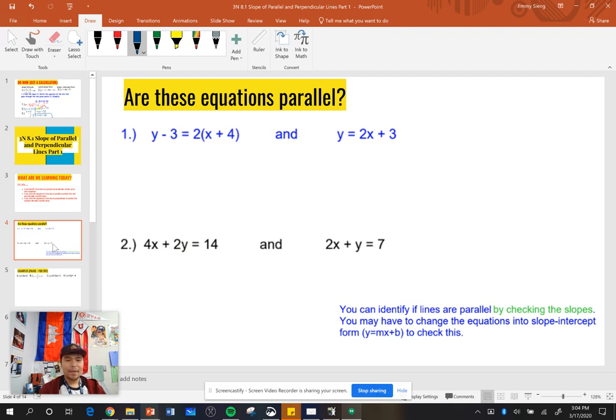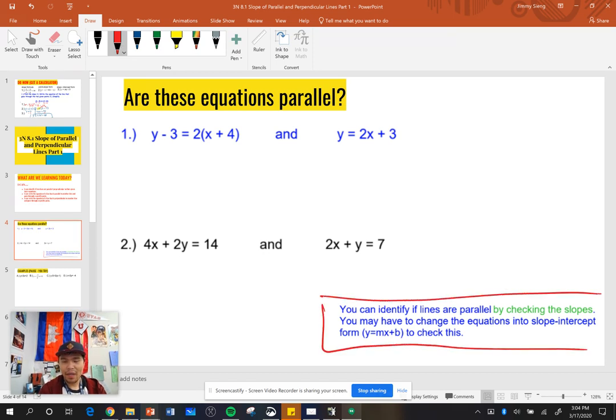So first things first, I want to check for number 1 and 2. I need to see if these two different equations make a parallel line, okay? So something to keep in mind, we can look in the bottom right of this slide, is that you can identify if lines are parallel by checking the slopes. All right, we will know if something is parallel by checking their slopes, that m value, right?